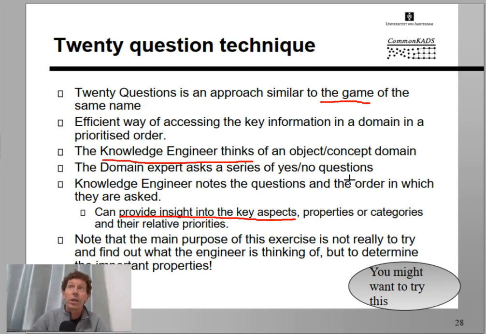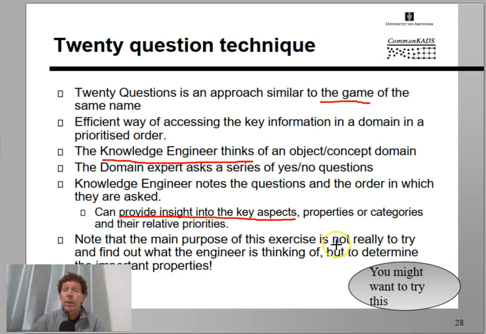So the knowledge engineer is thinking of a meal, and now the expert is going to ask questions. Is it a hot meal or a cold meal? Does it have meat or does it not have meat? Is it a Dutch meal or is it foreign cuisine? Is it for breakfast, lunch or dinner? And the knowledge engineer answers all these questions to keep the game going, but each of these questions is revealing something important about the domain of food. Namely, there's an important distinction between hot food and cold food. And there's an important distinction between national cuisine and international cuisine.